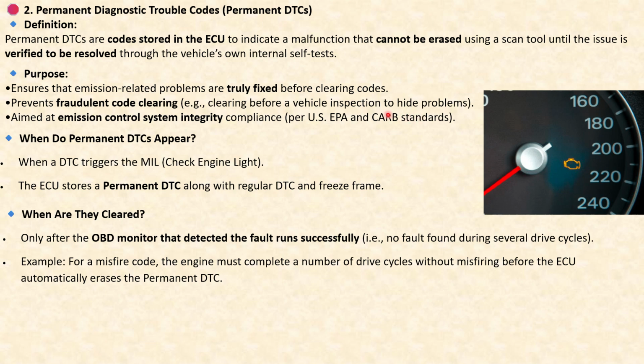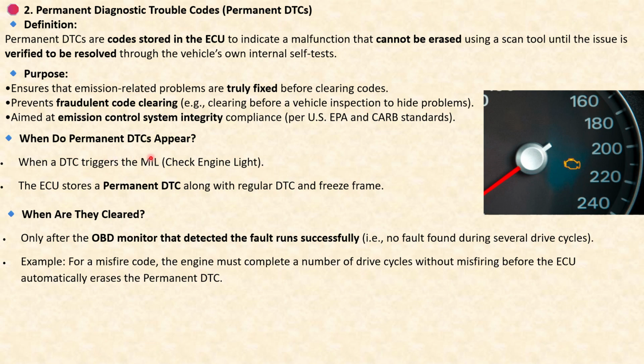So suppose somebody wants to hide the problem of a vehicle. They may have the fraudulent or dubious intention of clearing the code. That practice can be eliminated, or mitigated, with the help of permanent diagnostic trouble codes, aimed at emission control system integrity compliance as per US EPA and CARB standards.